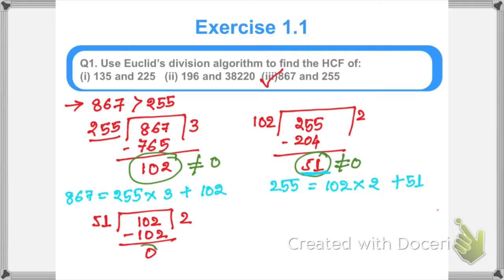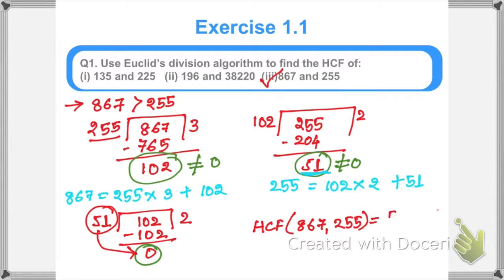Now since the remainder is 0, we don't need to perform any further steps, and this is the final division. So we can write over here that the HCF of both the numbers, that is 867 and 255, will be equal to what? The last divisor by which we got the remainder 0, and that is 51. So the HCF is 51. Let's move to the next question.